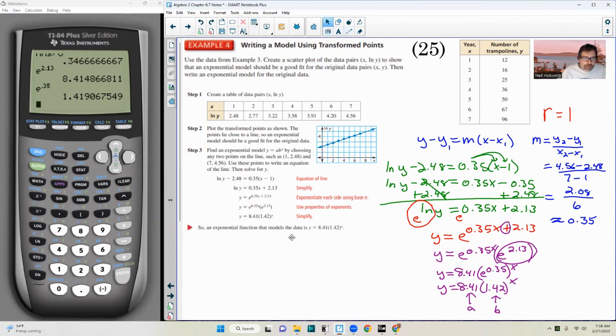So an exponential function that models this data, since it was a line when we did the x comma natural log function, we realized that r was close to 1 because that's almost a perfectly straight line. So since it is, we use the linear equation to find a model of a function for that data. So the data is 8.41 times 1.42 to the power of x. Okay, so now that we've done that, you should be able to do problem number 25 in your exercises.